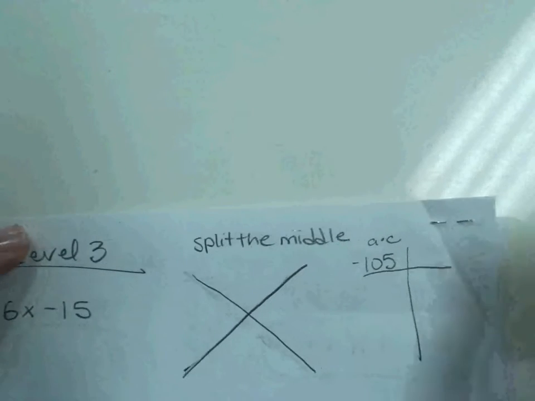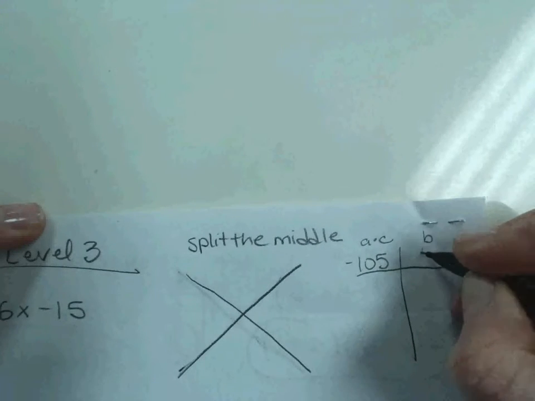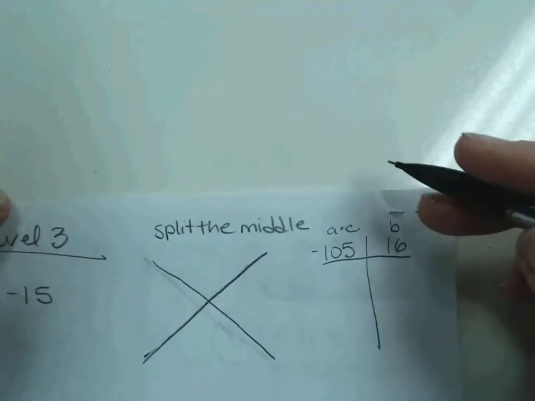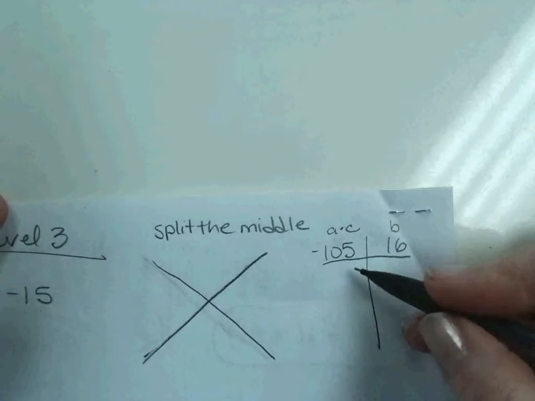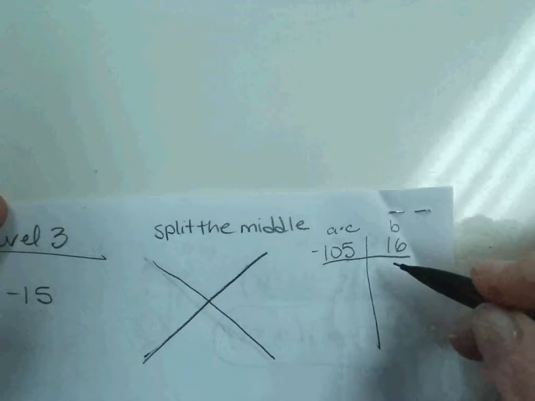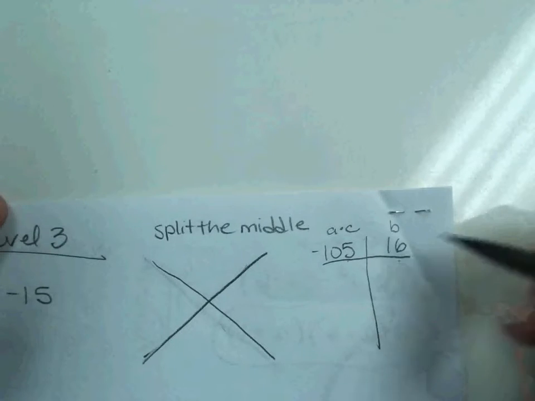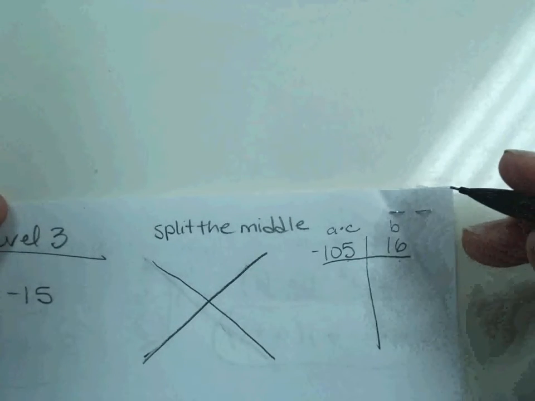Now B still goes over here, 16. And we're still looking for two numbers that multiply together to get negative 105 and add together to get 16. So you can try some different things.